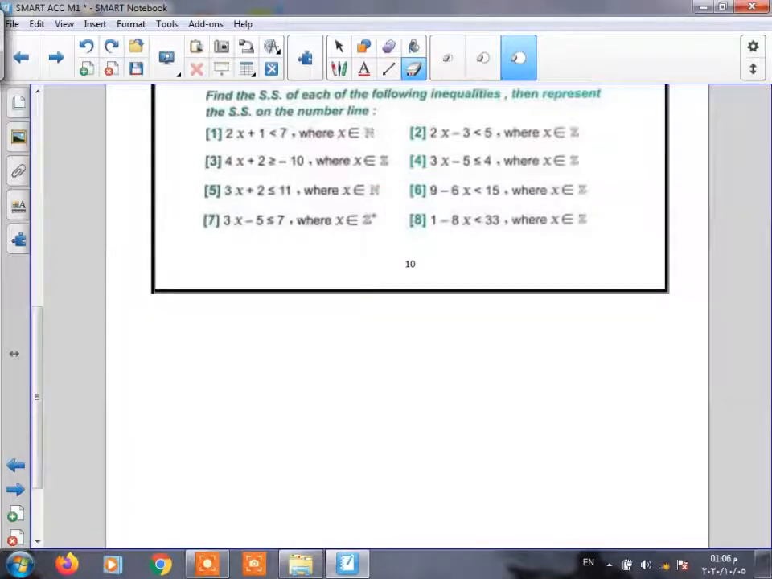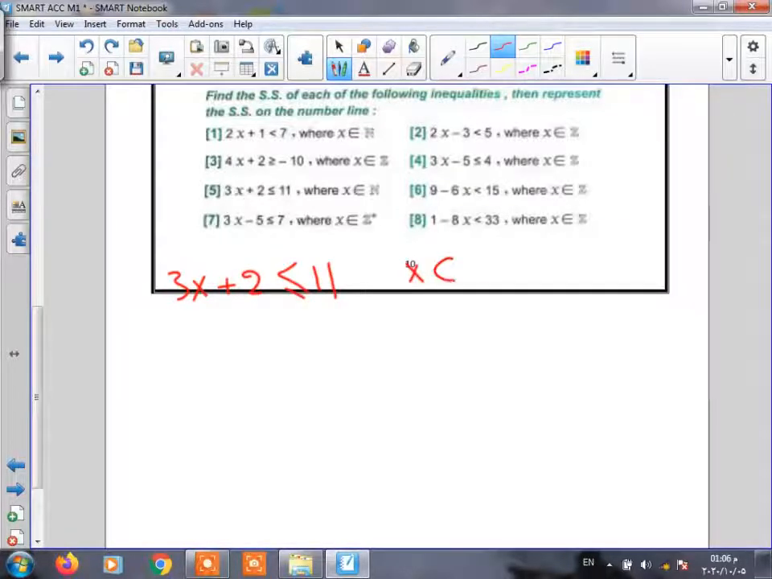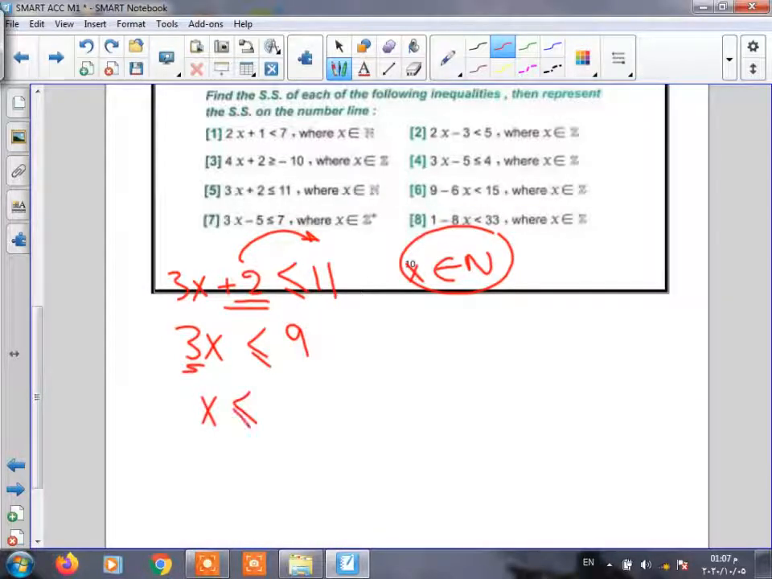Here we have 3x plus 2 less than or equal to 11, where x belongs to N. I will take positive 2 to the other side and change the sign from plus into minus. It will be 3x smaller than or equal to 11 minus 2 equals 9. Change the 3 to the other side by making it divided. So x is less than or equal to 9 divided by 3 equals 3.